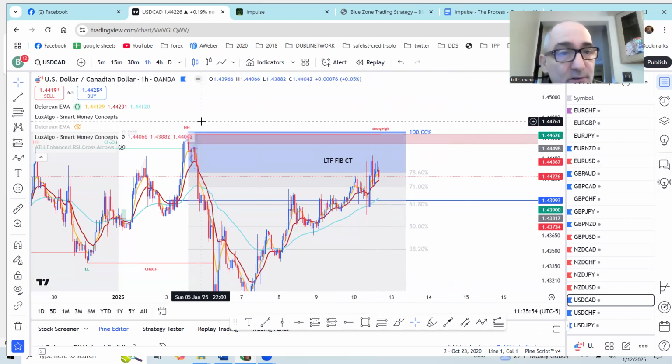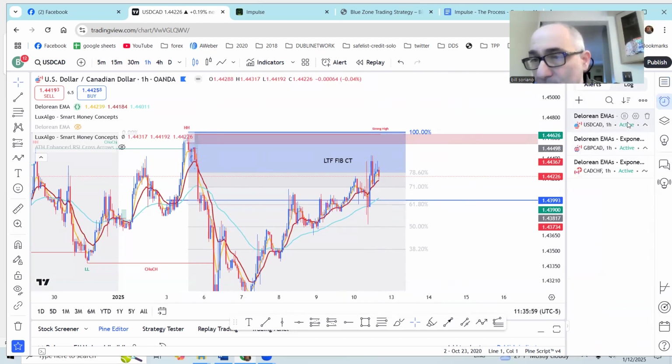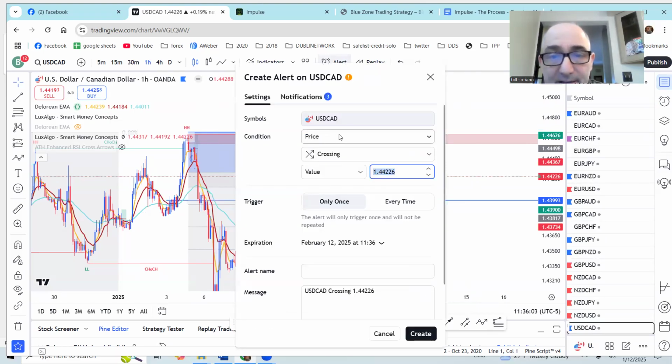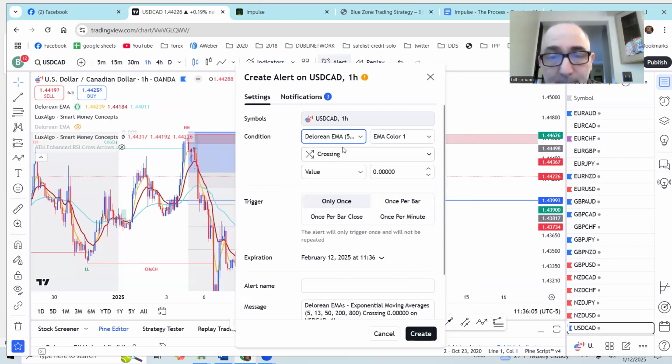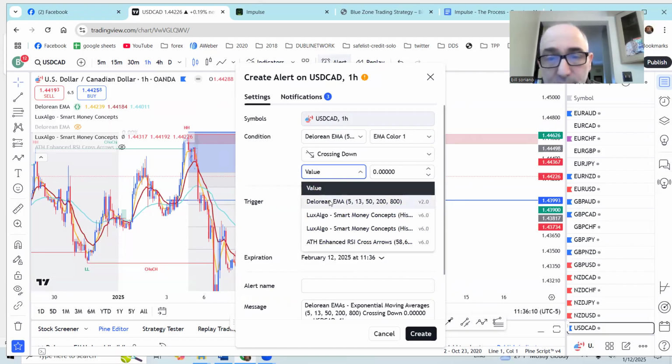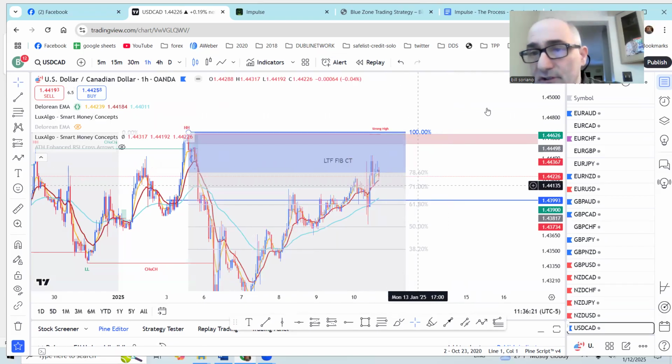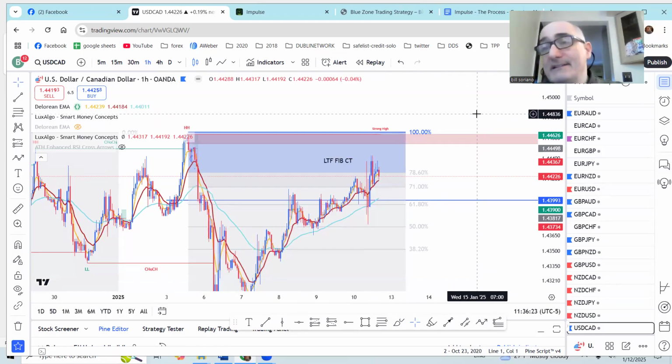And we will send an alert here for USD CAD. Let me just make sure I already have one set here, right? So I set an alert basically again for that DeLorean EMA to cross down because it's a sell shift. Select DeLorean EMA, so EMA color 1, which is yellow, crossing down below EMA color 2, which is red. And again, once per bar close, because you want to make sure that that candle closes, okay? And once that does, then you have an opportunity to possibly take a trade. It's up to you.